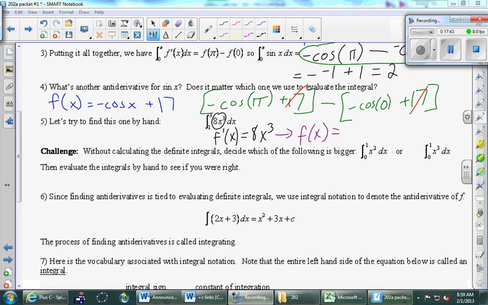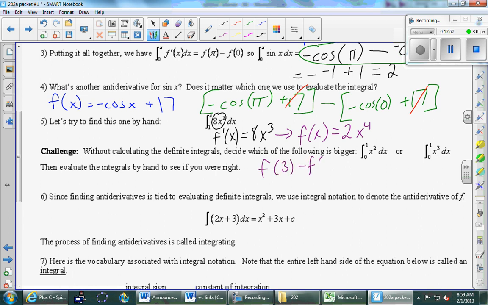Okay, so what is an antiderivative of 8x cubed? 2x to the 4th. And then the goal is to plug 3 and 1 into that function right there. So we're doing f of 3 minus f of 1. That's the goal, right? And we'll come up with a nice way to write this notationally. But for right now, we just plug in. So 2 times 3 to the 4th minus 2 times 1 to the 4th is 160. So that's it. And that is an area, the area underneath the 8x cubed function between 1 and 3, 160 square units.